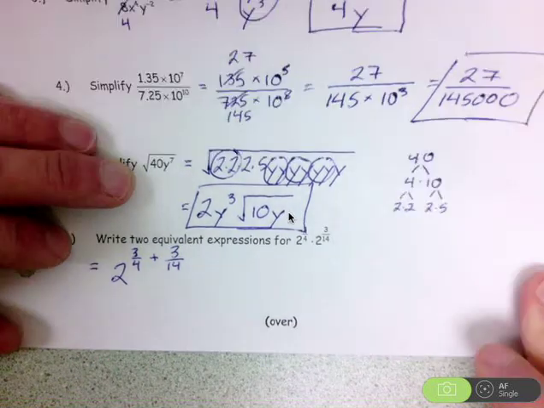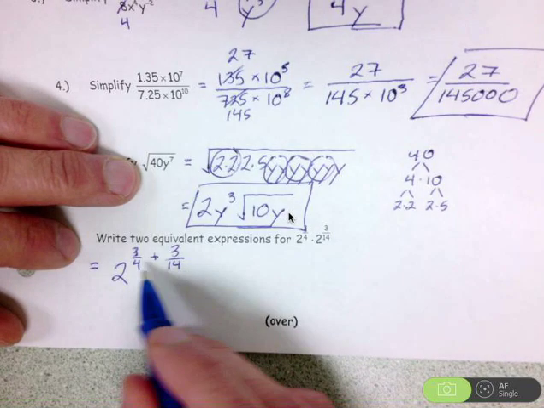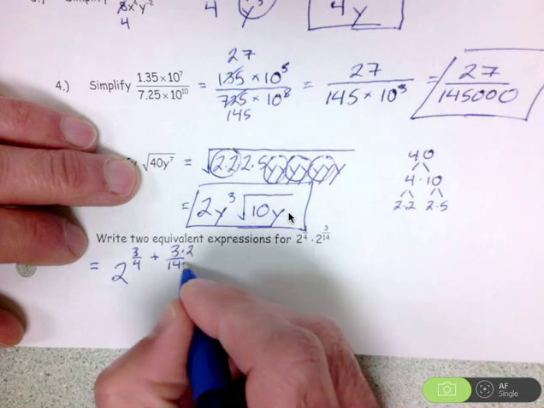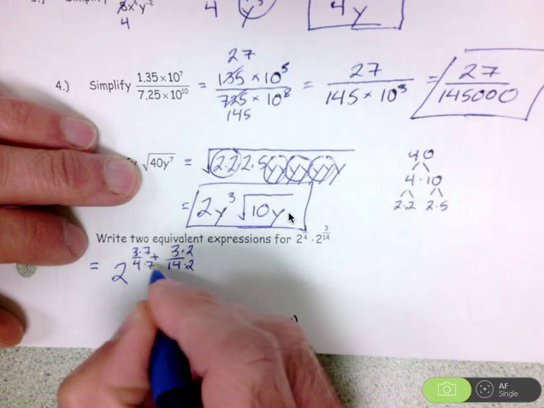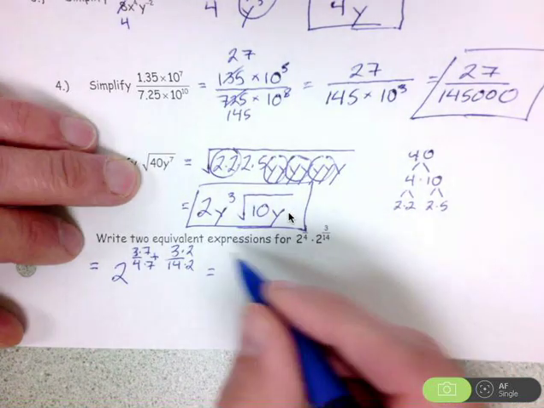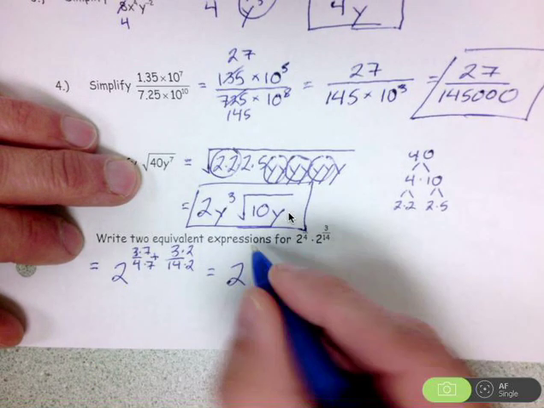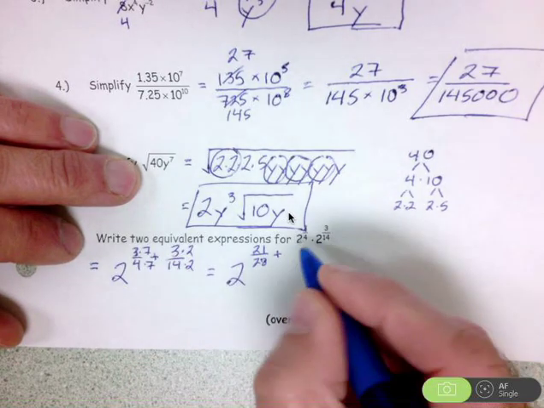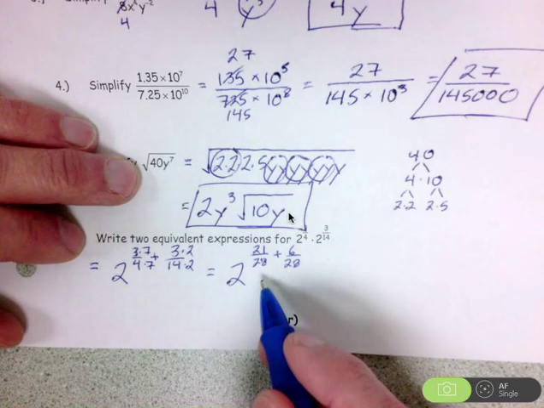There's one equivalent expression. And I can simplify my exponent by making a common denominator. I can see my best common denominator is probably going to be a 28. I can multiply this fraction by 2 over 2. I can multiply this fraction by 7 over 7. And so I can make another equivalent expression. I can think of this as 2 to the power, this would be 21 over 28, plus, this would be 6 over 28. That's another equivalent expression to the original one.